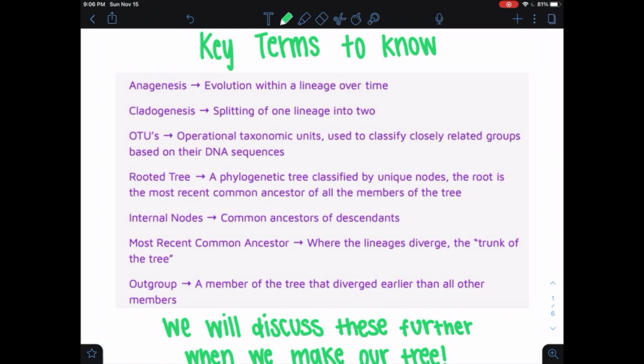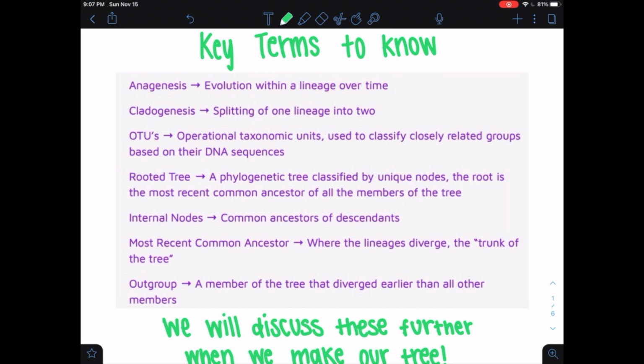Then we have OTUs, or operational taxonomic units, which are used to classify closely related groups of organisms based on their DNA sequences. Then we have a rooted tree, which is what we will be looking at in our video today, and that is a tree classified by unique nodes, where the root is the most recent common ancestor of all members of the tree.